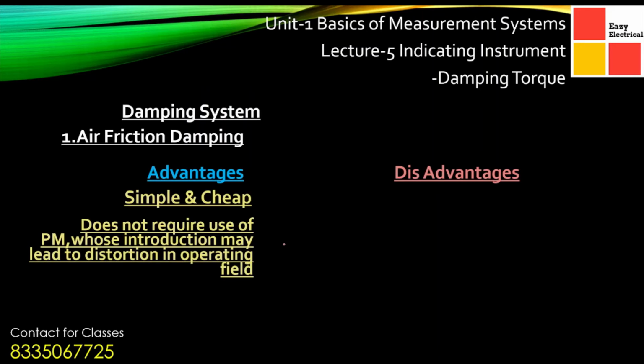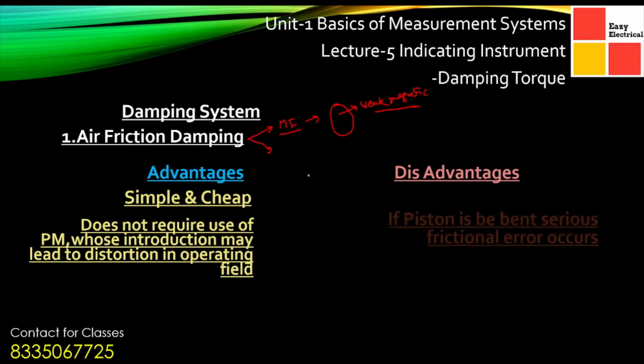Now one thing we must know: wherever we are using air friction damping, basically in MI type instruments, we are using a soft iron, and this soft iron leads to weak magnets. So a weak magnetic field is produced in MI type instruments. Whenever a weak magnet is produced, there is no distortion of the field. Now this is a plus point. Here it can also be treated as a minus point as well.